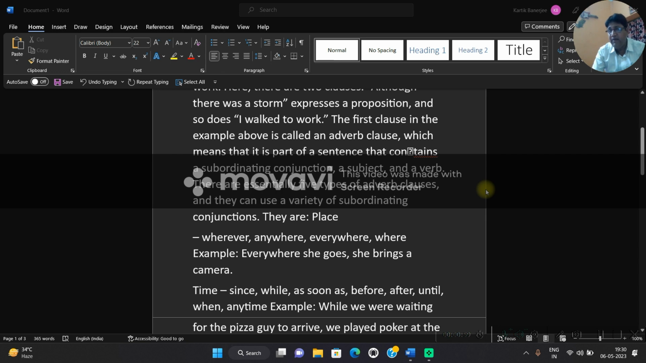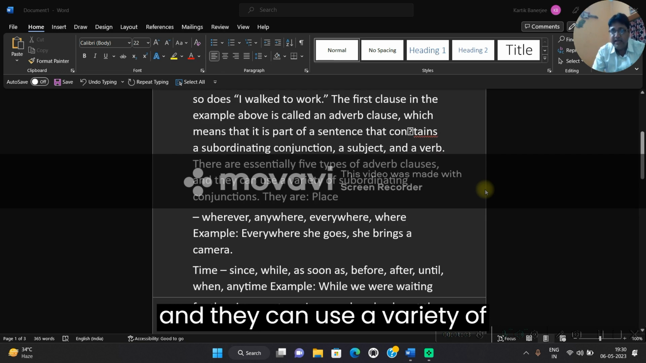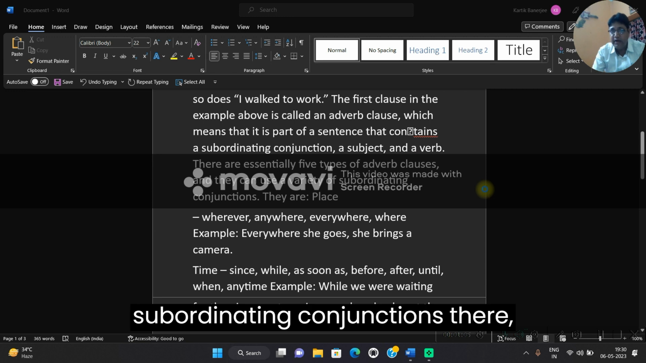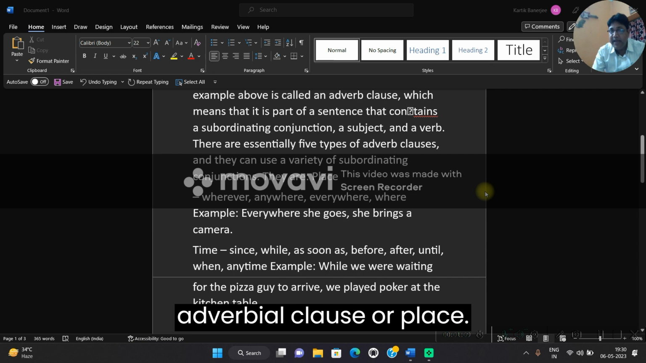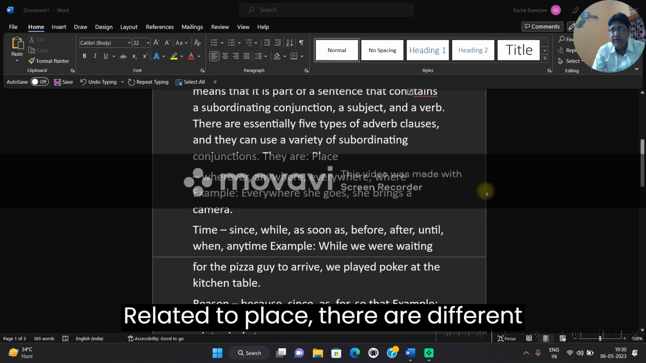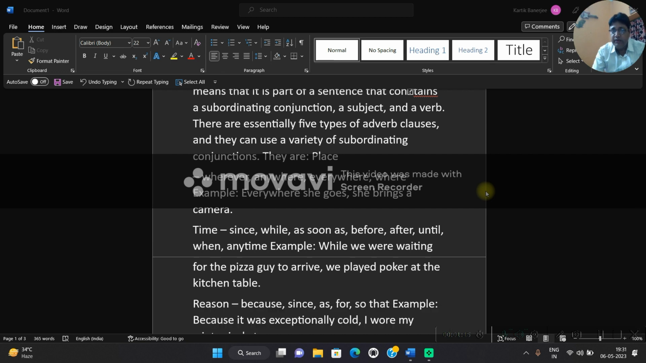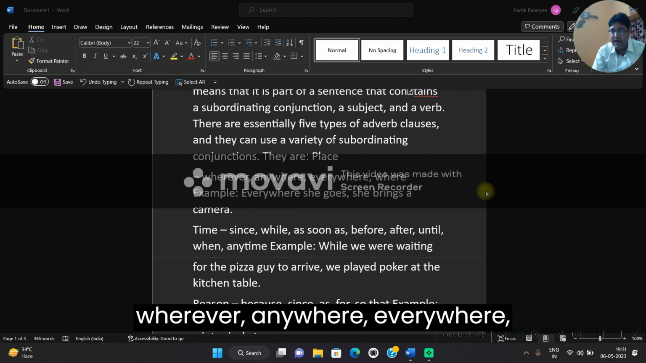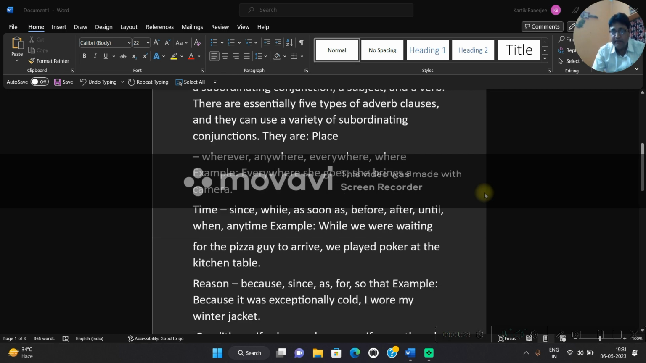There are essentially 5 types of adverb clauses, and they can use a variety of subordinating conjunctions. They are the adverbial clause of place. Related to place, there are different conjunctions used, like wherever, anywhere, everywhere, where. Example: everywhere she goes, she brings a camera.